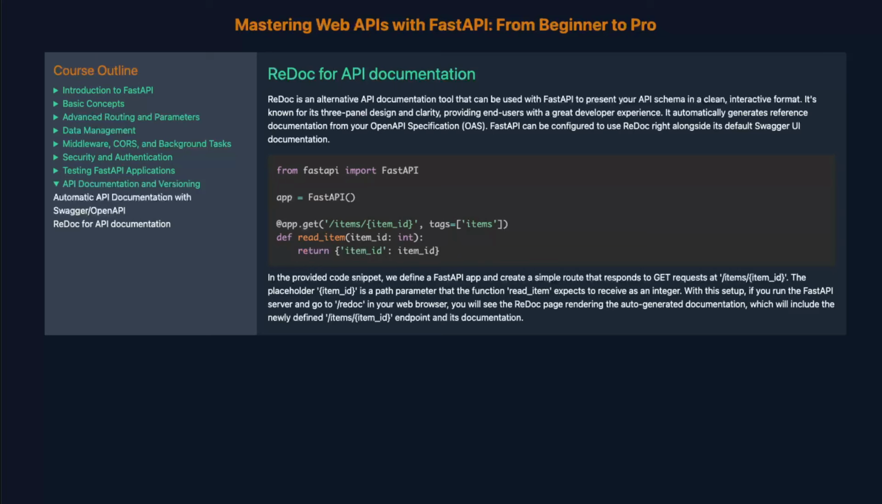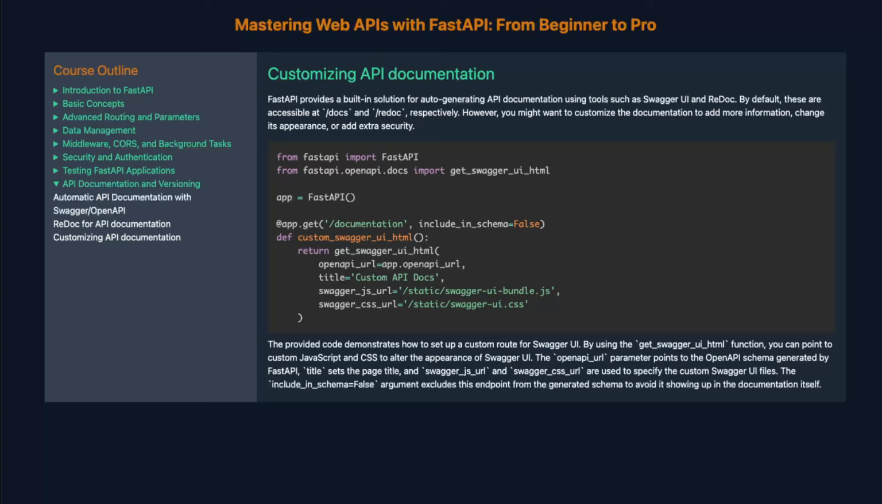Customizing API documentation. FastAPI provides a built-in solution for auto-generating API documentation using tools such as Swagger UI and Redoc. By default, these are accessible at /docs and /redoc, respectively. However, you might want to customize the documentation to add more information, change its appearance, or add extra security.